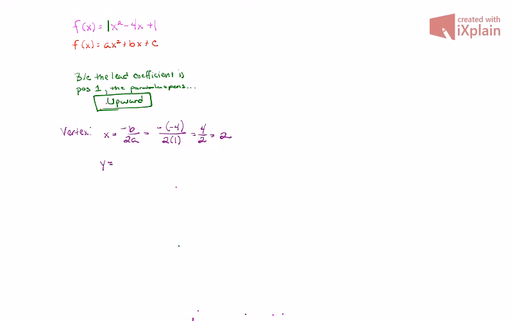So then this allows us to calculate our y. So in this case, our y value would be that 2 squared minus 4 times 2 plus 1. So from here we would just clean everything up, which gives us negative 3. So our vertex will be 2, negative 3.